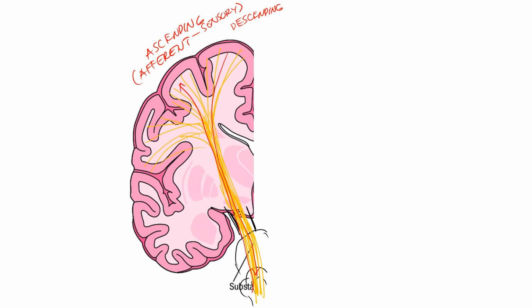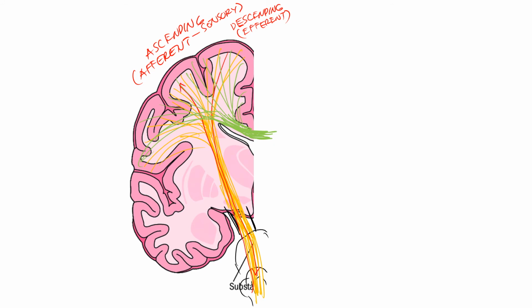And your descending is efferent, motor usually. Okay, so you have that, and then you also have fibers going from your cerebral cortex to the other side, and that's your corpus callosum. Now let's look at your nuclei.